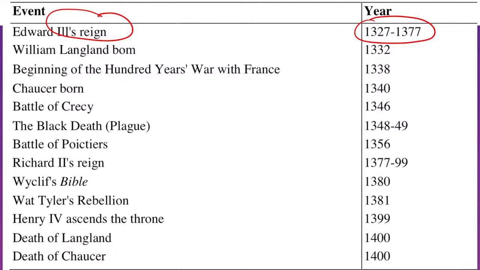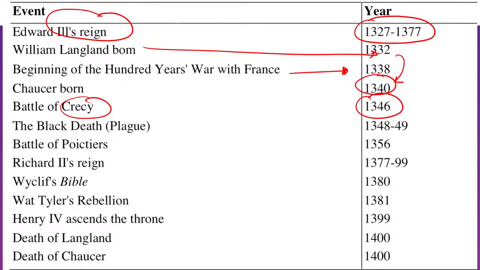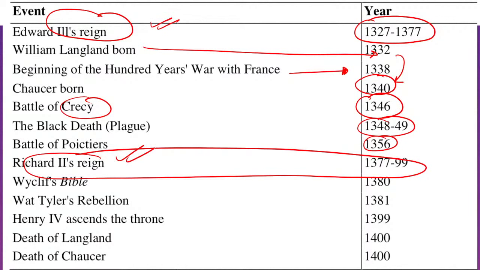Langland is born 1332, right? There's the beginning of your Hundred Years' War. Chaucer is born 8 years later after Langland. There is a Battle of Crecy, 1346. The Black Death is also coming in, Battle of the Poictiers. Richard II's reign is also starting. Remember, Edward III, Richard II, these are the monarchs. Wycliffe's Bible is coming in 1380. Wat Tyler's Rebellion is coming in 1381, right?